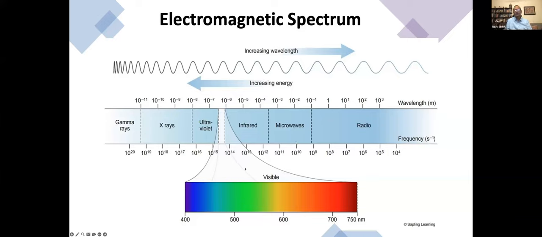Out of that, there is a very small range of wavelength, which is called the visible wavelength, between 400 to about 750 nanometers. And that is the most useful range as far as remote sensing is concerned. I'll tell you why we consider that. But there are other wavelengths which are also used for very specific types of remote sensing, for example, microwave or infrared, where some specific sensors are designed for very specific applications.